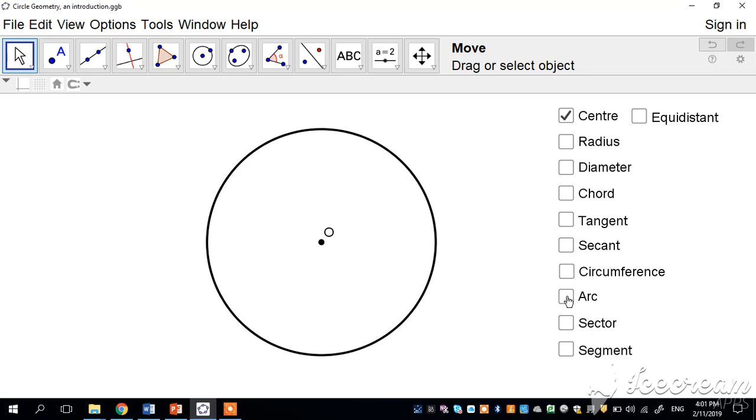And we're going to talk about an arc. An arc is part of the circumference of a circle. Now, we can use words like a minor arc. Minor means less than 180 degrees. Or a major arc. A major arc would be greater than 180 degrees.